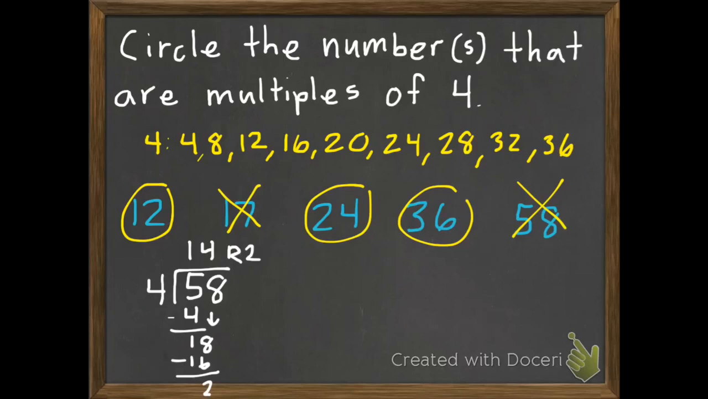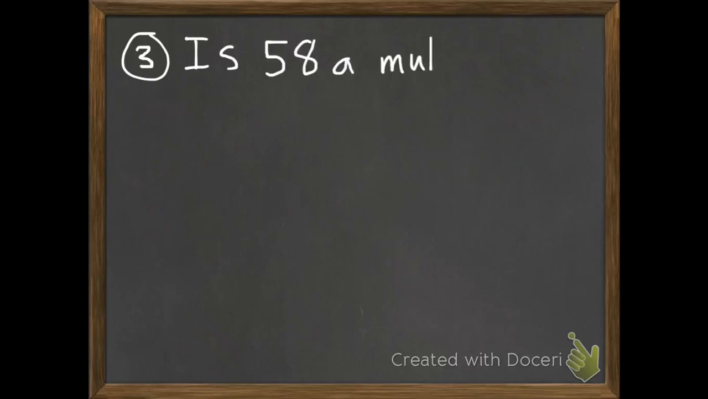Okay, here are your last 2 problems you need to do on your own. So question number 3, is 58 a multiple of 3? If I was you, I wouldn't want to skip count by 3s all the way to 58. So I would use that second strategy I just said of dividing it. So do 58 divided by 3. If it goes in evenly with no remainders, it is a multiple. If there's a remainder, then it is not a multiple.